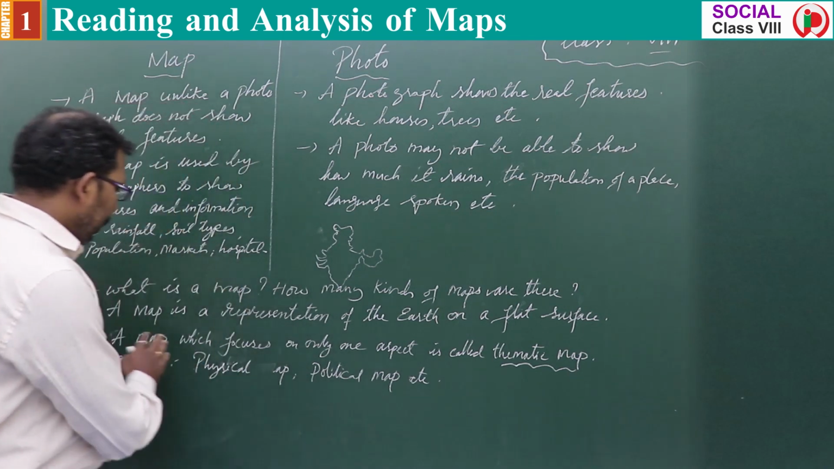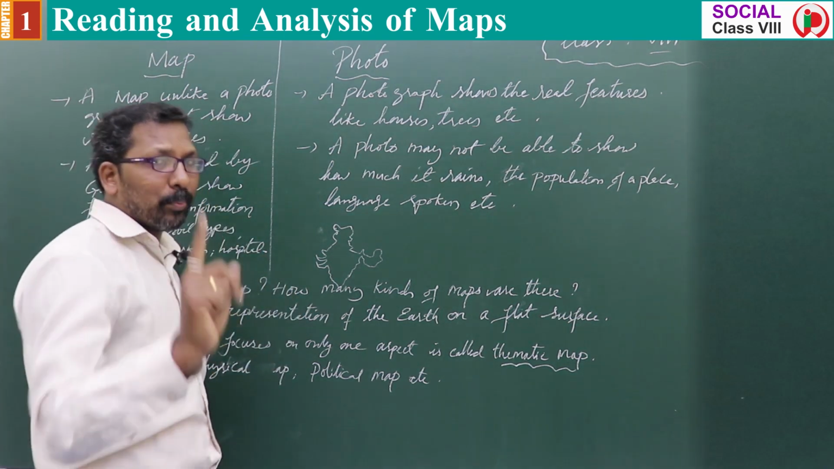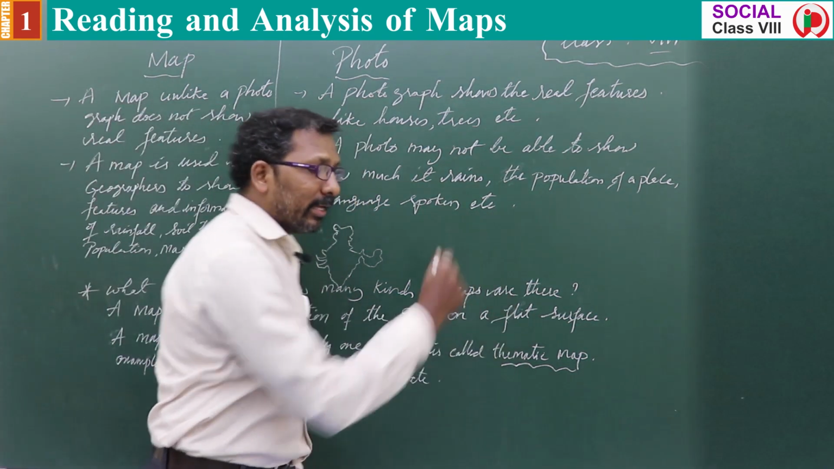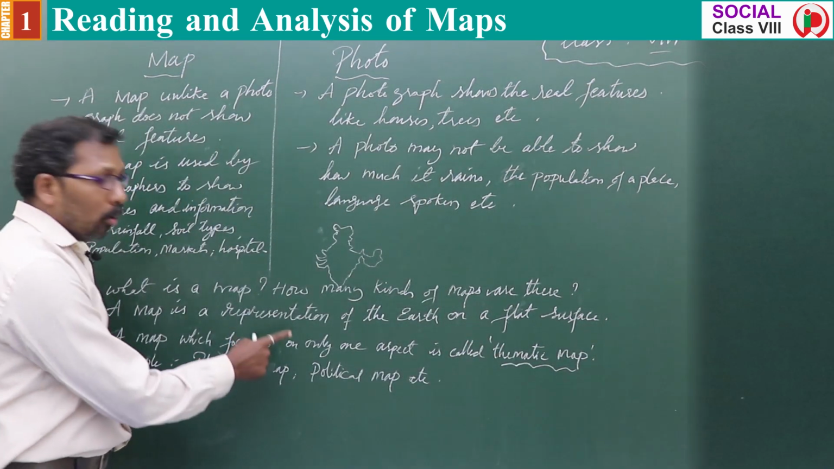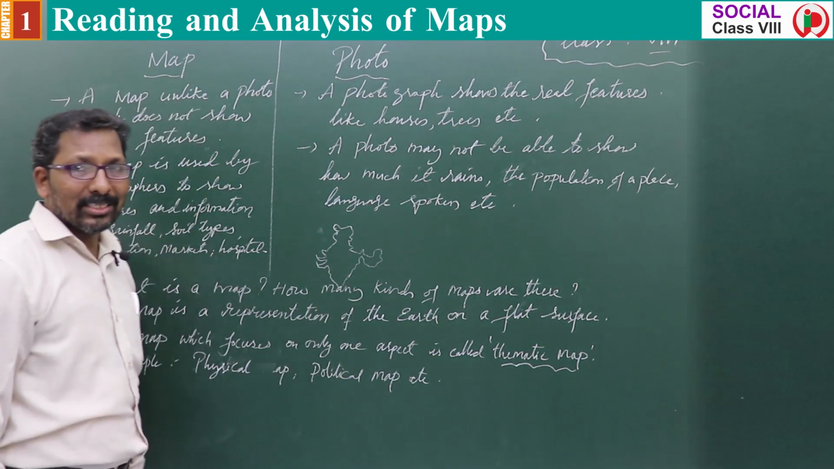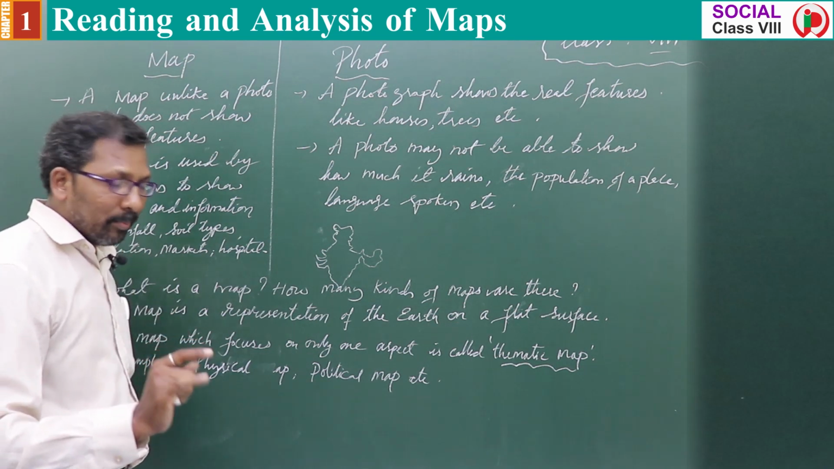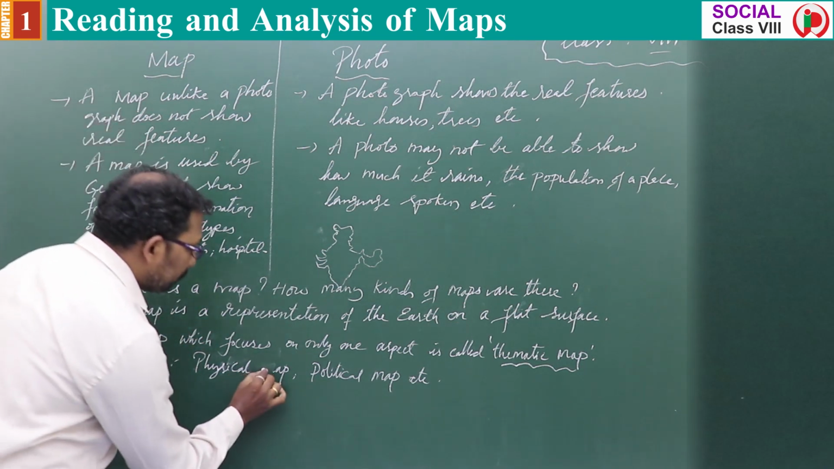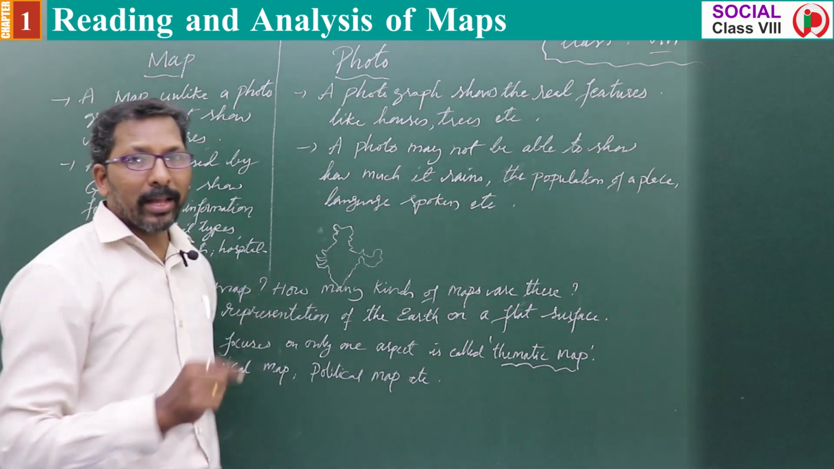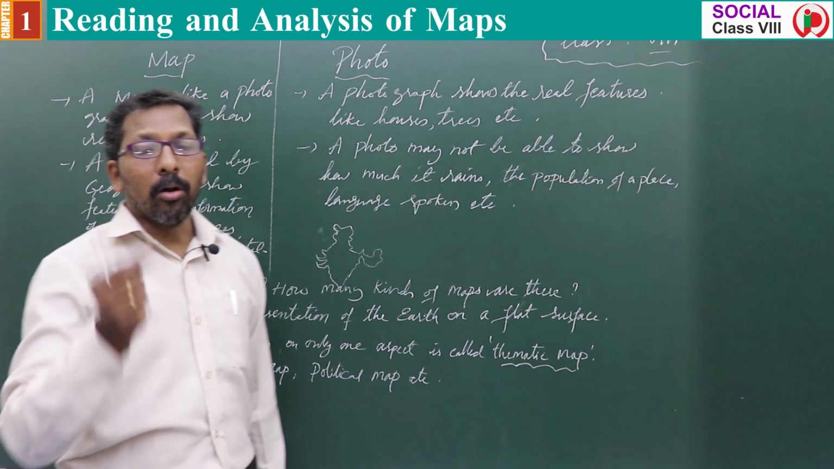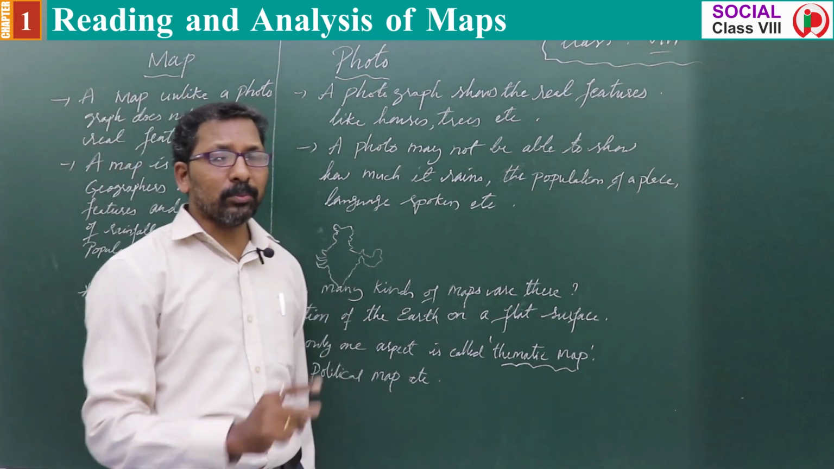A map which focuses on only one aspect is called a thematic map. Only one aspect. Either it can be a physical map or a political map or a population map or a rainfall map or a climatic map, whatever it may be. It shows only one particular aspect.